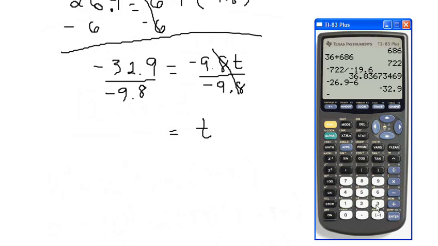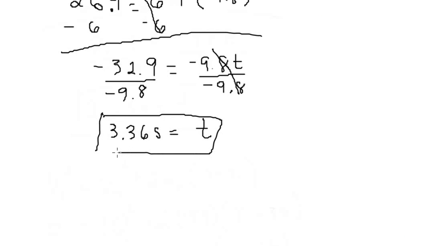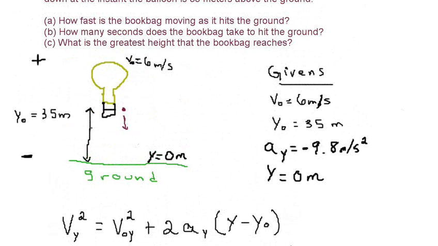Okay, so we have negative 32.9 divided by negative 9.8, and that gives you 3.35 or 3.36, around there, 3.36 seconds. Okay, so it takes about 3.36 seconds for the book bag to hit the ground.